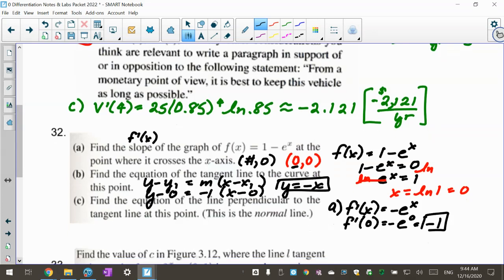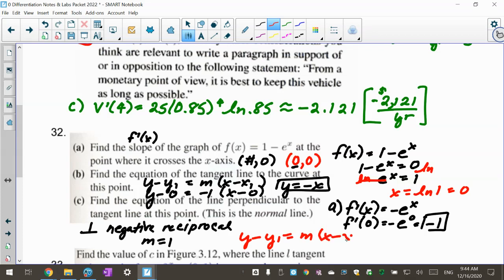Then they said, find the equation of the line perpendicular to the tangent line at this point. Well, perpendicular means the slope is the negative reciprocal. And we know that the slope is negative 1. So if I flip negative 1 and change the sign, my new slope is going to be positive 1. So I'm just going to use the same equation, y minus y1 equals m times x minus x1. Put in (0, 0), and put a 1 here. So I have y minus 0 equals 1 times x minus 0. So I get the line y equals x. Okay? So we've answered 32.